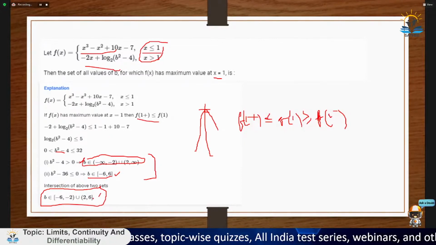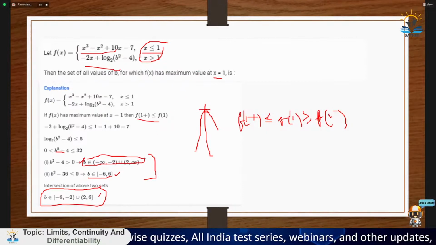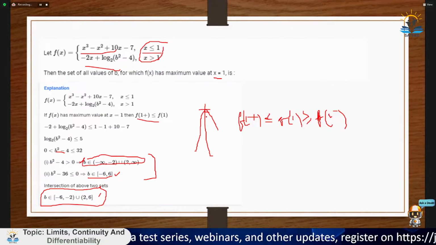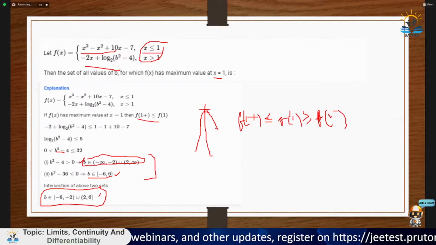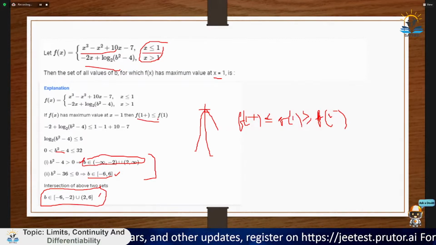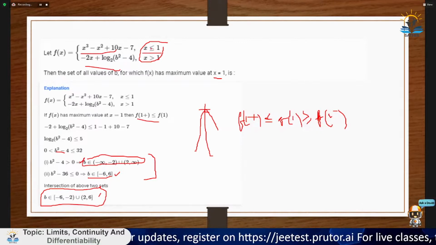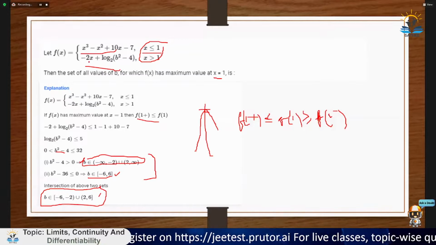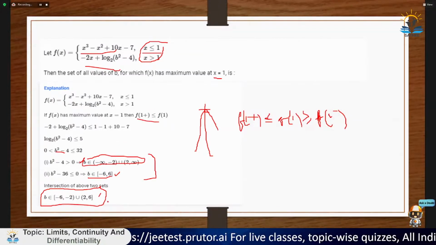And for this b only, I can say that my function has a maximum value at x equal to 1. So I hope this was simple. You just have to apply this logic that your function should have maximum value at x equal to 1. So f of 1 minus and f of 1 plus should be less than or equal to f of 1. That's what I used there. And I used the definition of f of 1 from the first definition because the equality sign is given here, not here. So I calculated f of 1 from here. I calculated f of 1 plus here, and I used this inequality and I got my final answer.